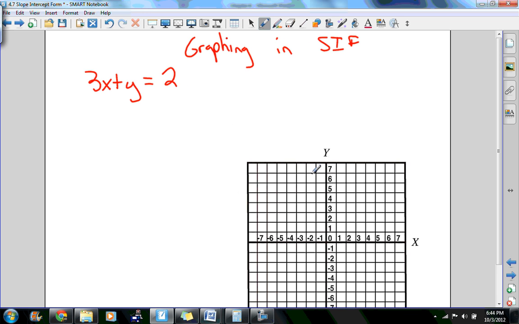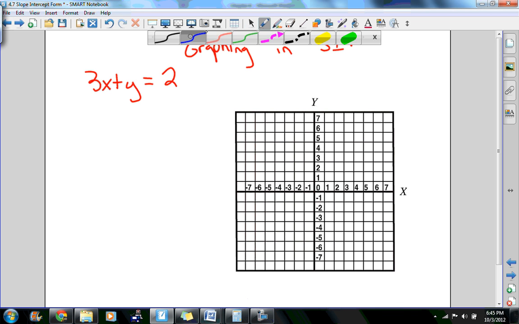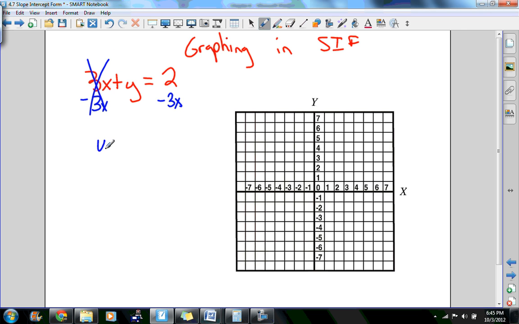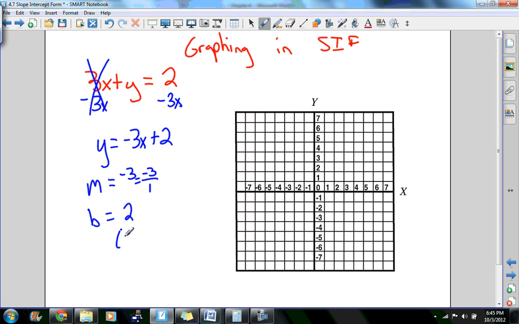And then we use the slope to find another ordered pair. Okay? So if we're graphing in slope-intercept form, we have to once again get it into y by itself, or function form. So I subtract the 3x. And I get y equals negative 3x plus 2. Well, I'm lucky there's nothing in front of the x, so we're done. We have to identify the m and the b value. Well, the m value is the thing in front of the x, so it's negative 3, or negative 3 divided by 1. And the b value is 2, or the ordered pair 0, 2.